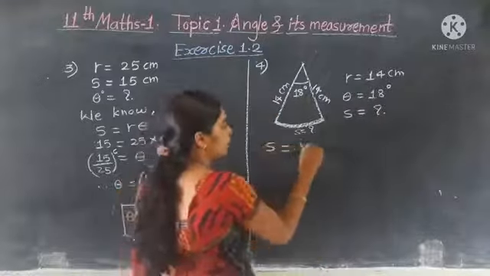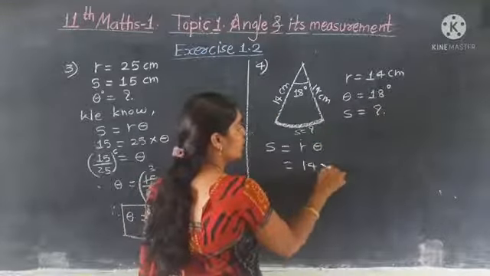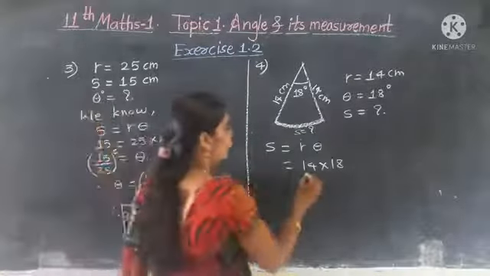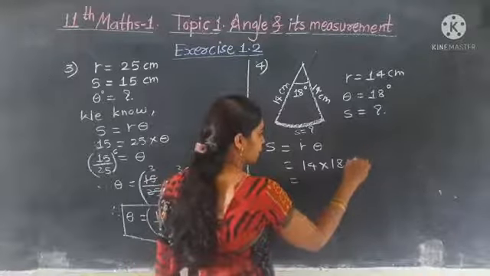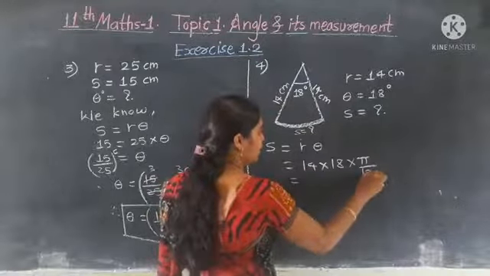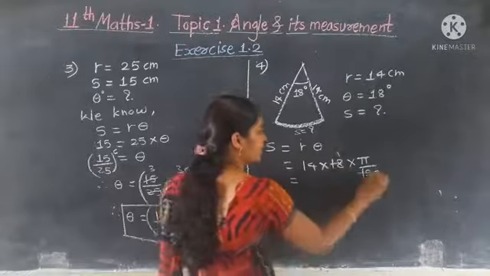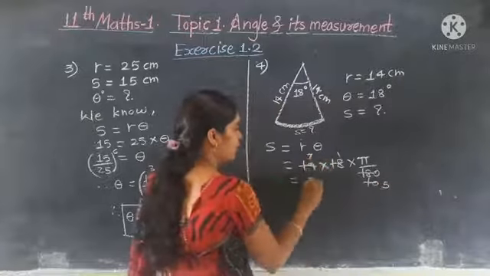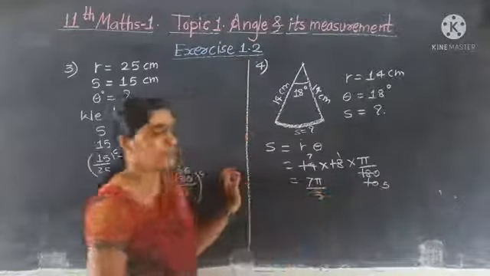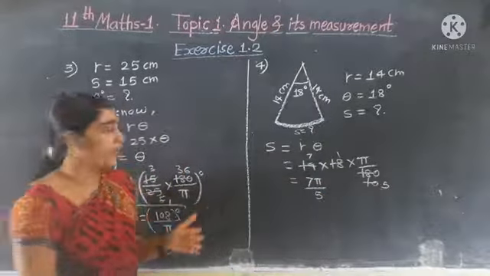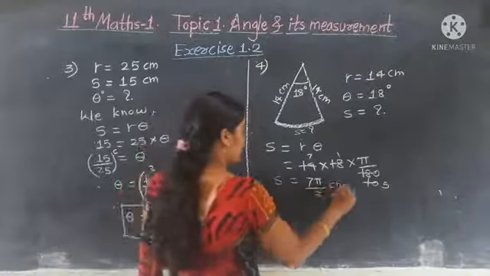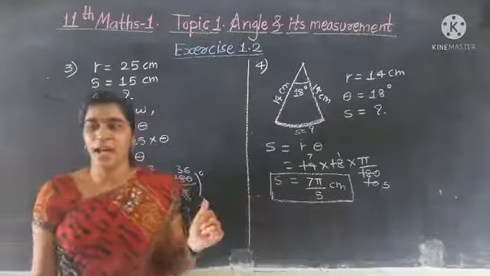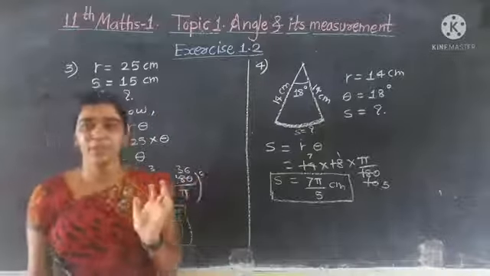We know that S is equal to R theta, 14 into 18 degree. We have to convert degree into radian. You multiply here by pi by 180. 18 ones are 18. 2 5s are 10, 2 7s are 14, that is 7 pi by 5. So we get here length as S, that is length as 7 pi by 5. Okay, this is the length of an arc. Here completed question number 4.